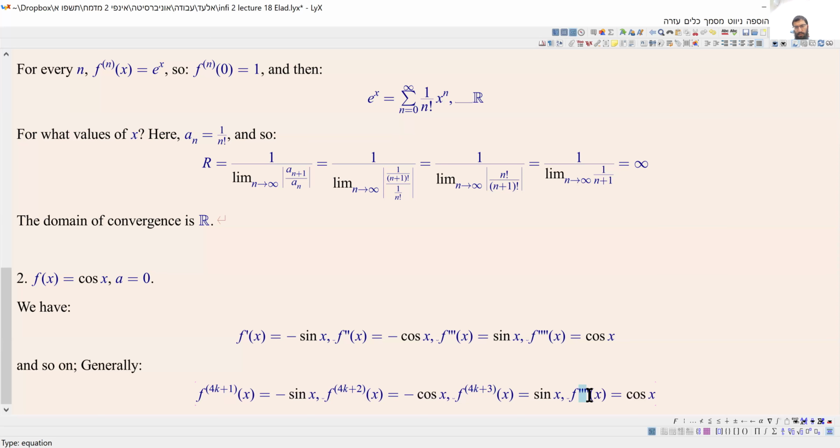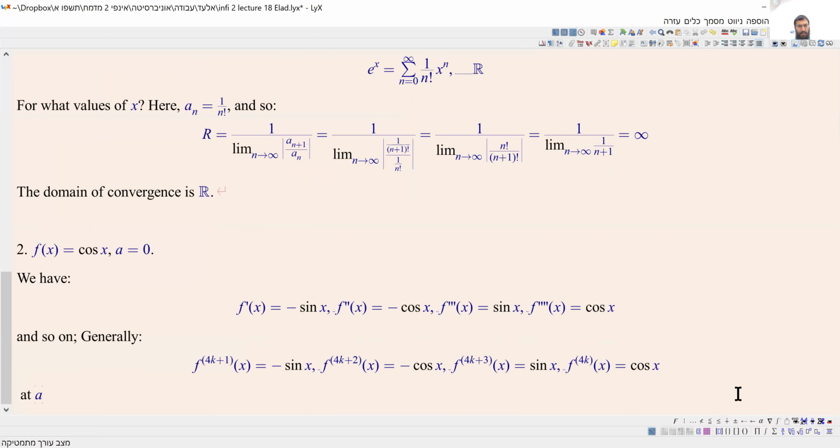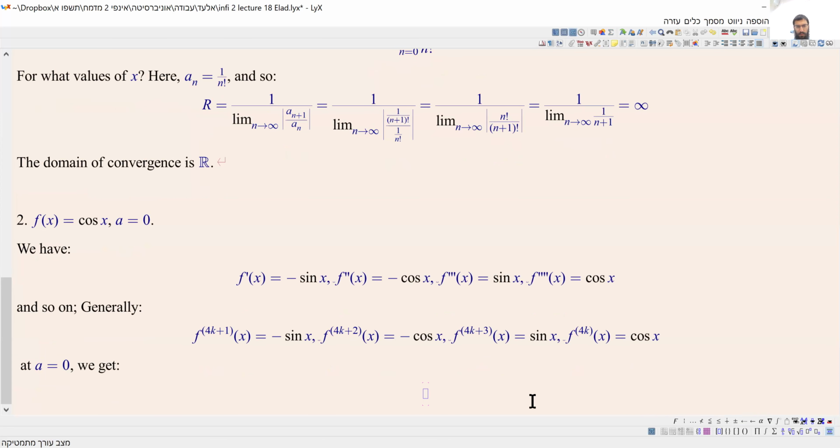And when you differentiate 4K times, you don't differentiate at all, 4 times, 8 times, 12 times, you get cosinus. At a equals 0, we get that every derivative of an odd order is 0, be it sinus 6, be it minus sinus 6, it's 0 nonetheless.